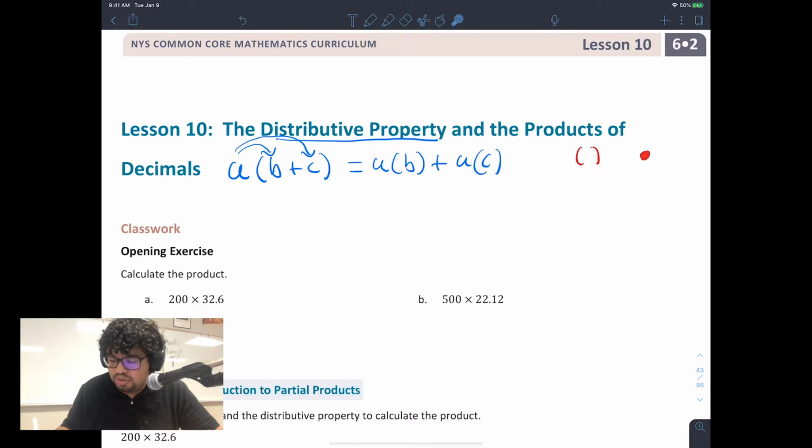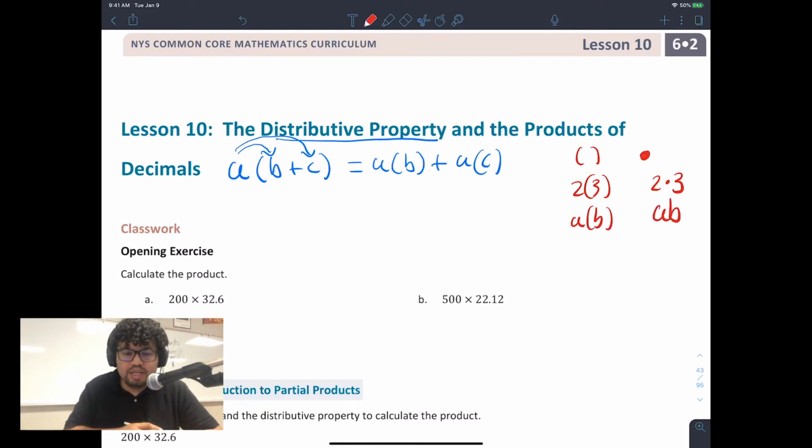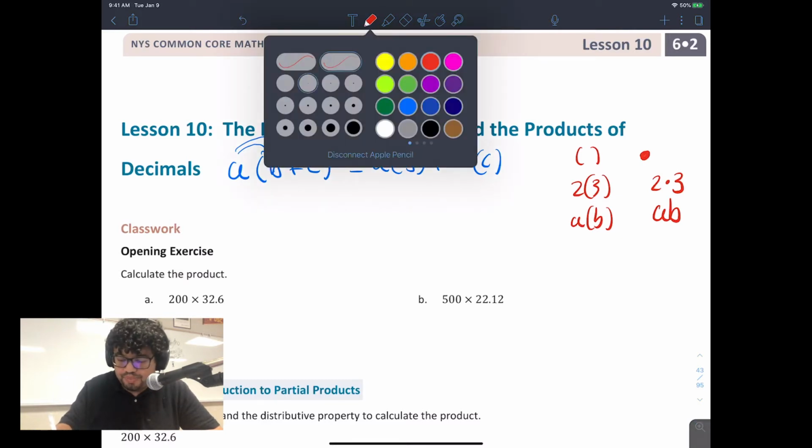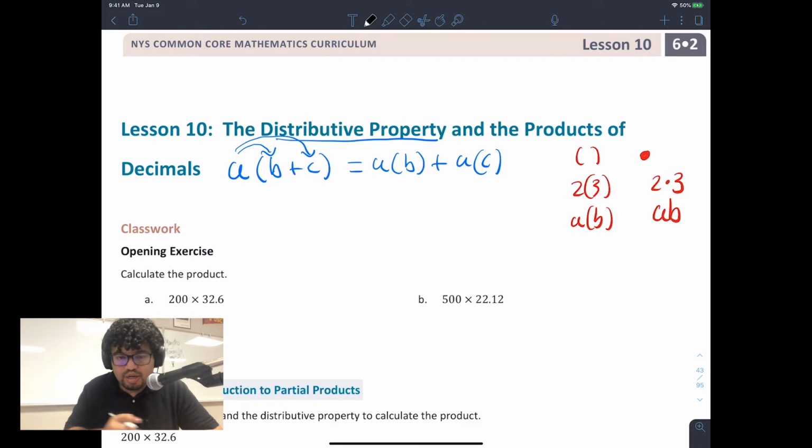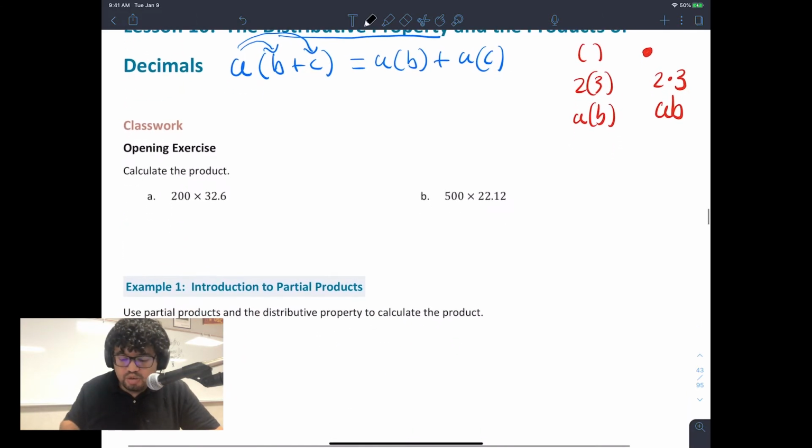So we can say 2 times 3 in either notation. When we use variables, we can say a times b, or we can simply write ab. We don't need to indicate anything in between if it's only variables, because in algebra, multiplication is the default operation. Now that we have that, let's begin the opening exercise.